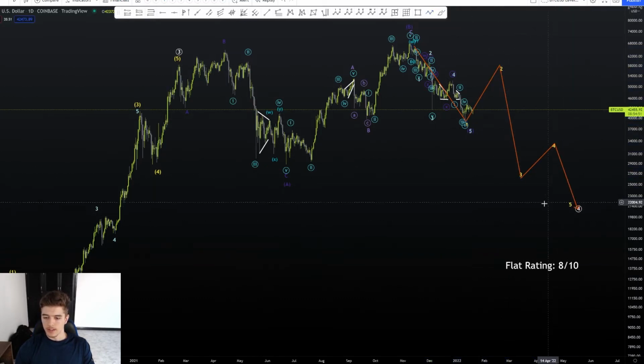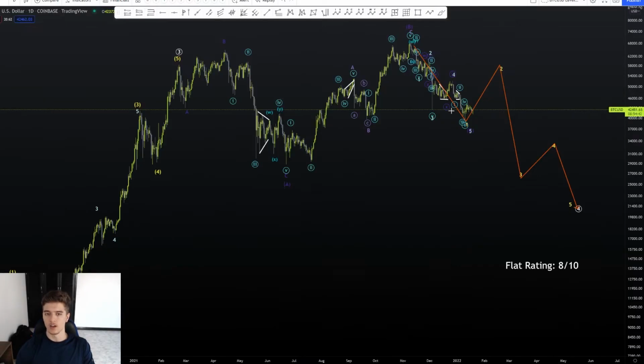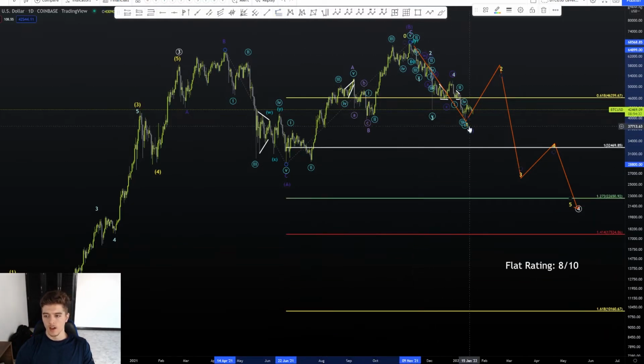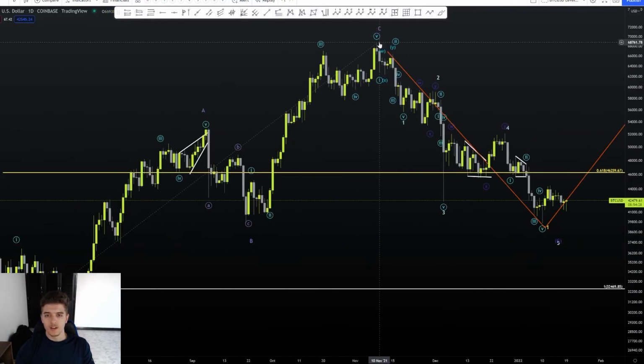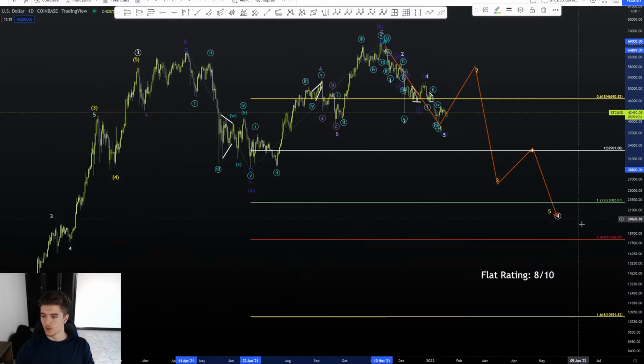So I posted about this on Discord earlier this morning. And I was basically saying that I think the lowest we can go is this 1.414 Fibonacci extension of wave A. So if we use the Fibonacci extension tool and measure the top of wave A to the bottom of wave A compared to the top of wave B, I would say personally, I think the lowest we can go would be about 18K, which would be this 1.414 Fibonacci extension.